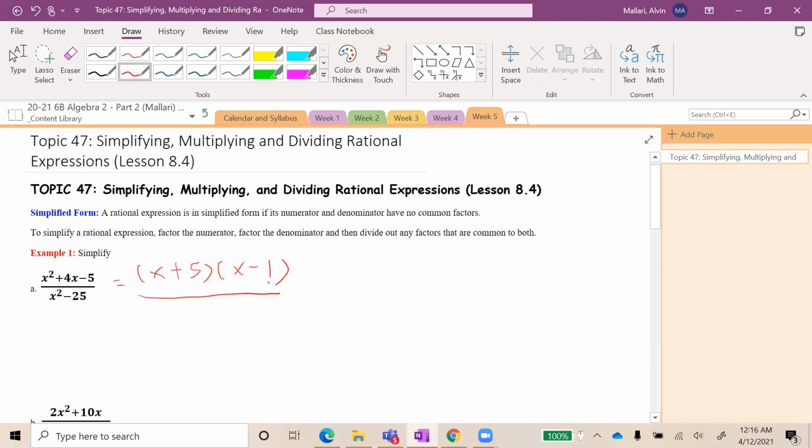Now, the denominator is the difference of two squares. Since 25 is a perfect square, it is like saying x squared minus 5 squared. So to factor that out, it will be the sum and difference of the two binomials. The two binomials are x and 5.